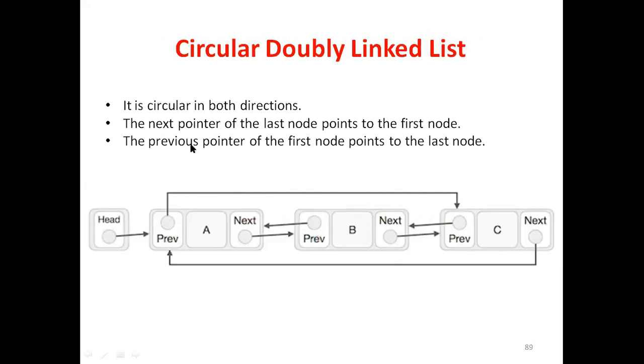So in a circular doubly linked list, it is circular in both the directions, and the next pointer of the last node points to the first node. You can see this pointing to the first node, and the previous pointer of the first node points to the last node, this one.